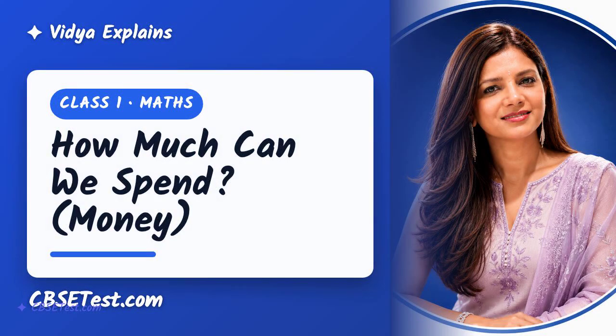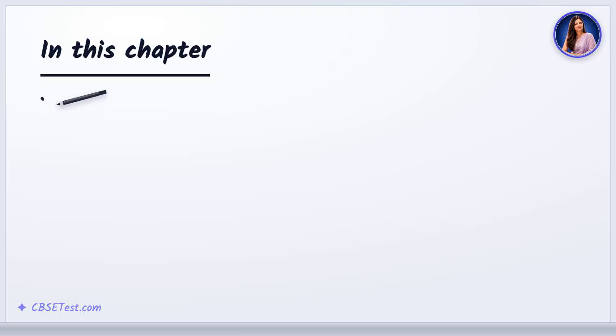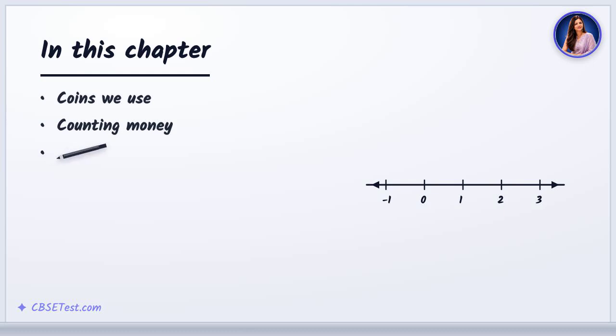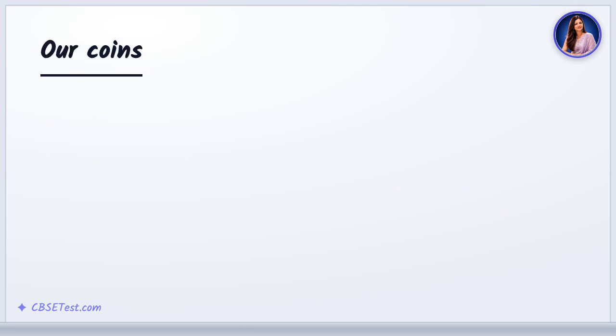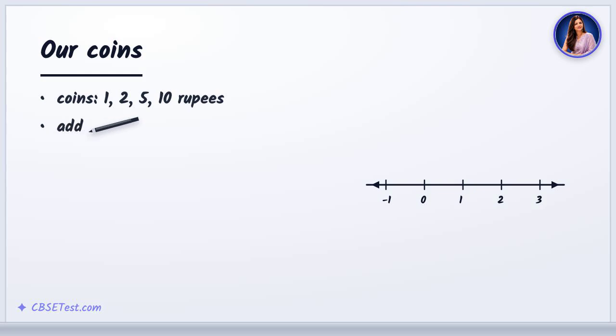Let's learn how much we can spend. Money, together, step by step. When you go to a shop, you use money. Let's learn our coins and count how much we have. We use coins of 1, 2, 5, and 10 rupees.